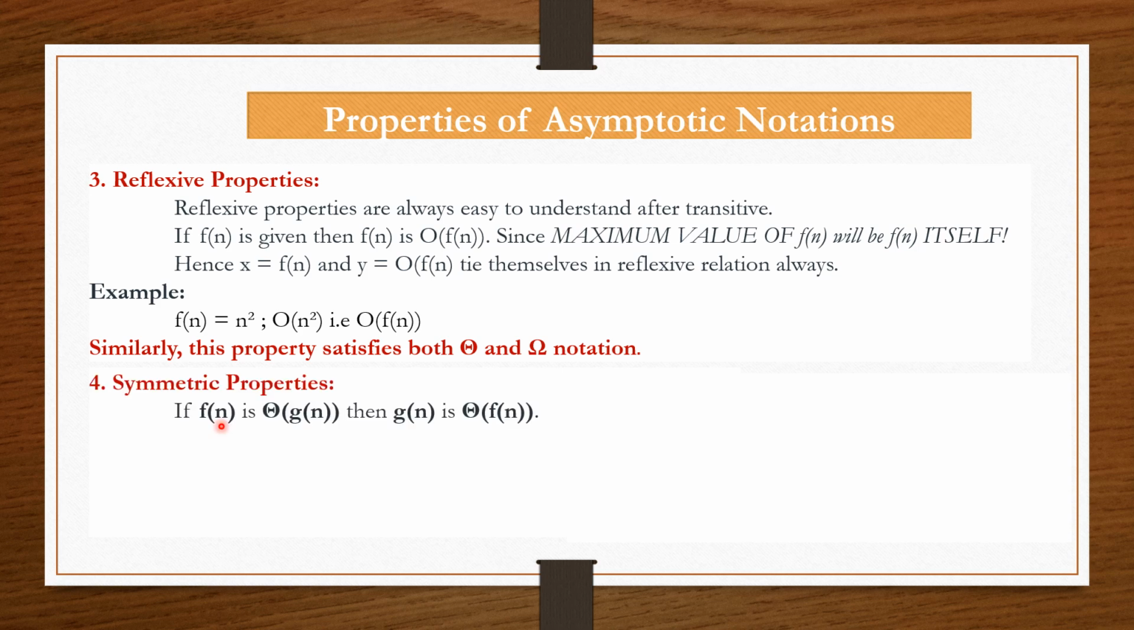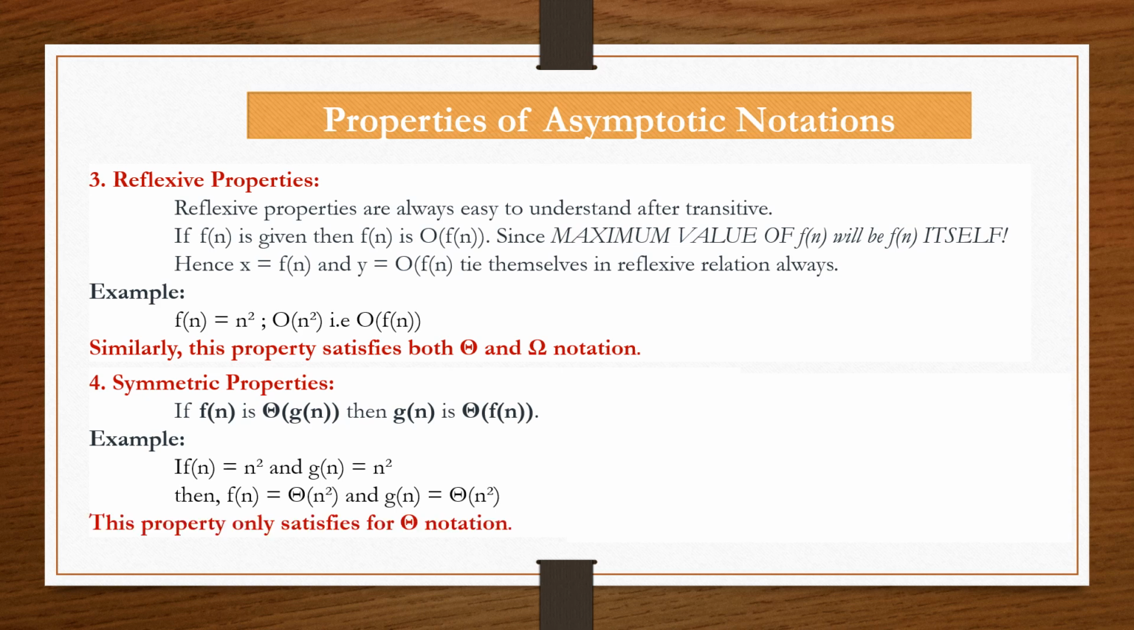If f of n is big theta of g of n, then g of n is big theta of f of n. So this is the symmetric property. Here is an example. If f of n is equal to n square and g of n is equal to n square, then you can write f of n is equal to big theta of n square and g of n is equal to big theta of n square. So this property holds only for this big theta representation. It doesn't work for big O or big omega.